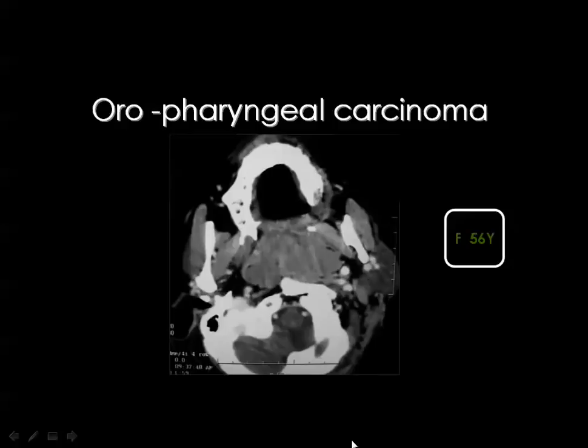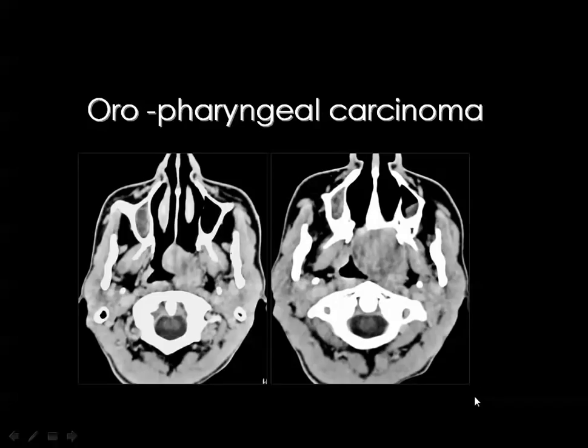But this is a different issue. You remember, any mass arising medial to the parapharyngeal fat should be considered as carcinoma, whether it is present in the oropharynx or in the nasopharynx. And this is an oropharyngeal carcinoma, almost obliterating the oropharyngeal air column on the medial aspect of the parapharyngeal fat on the left side, and is also encroaching on the opposite parapharyngeal fat.